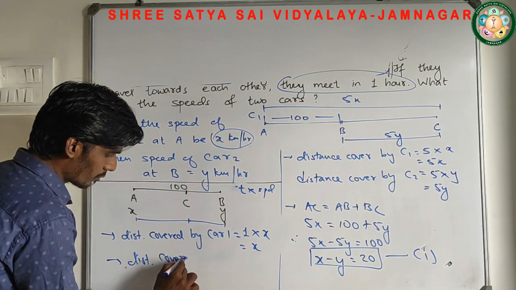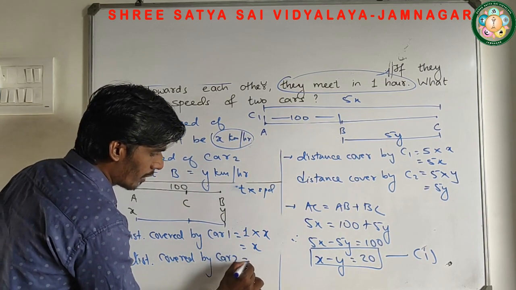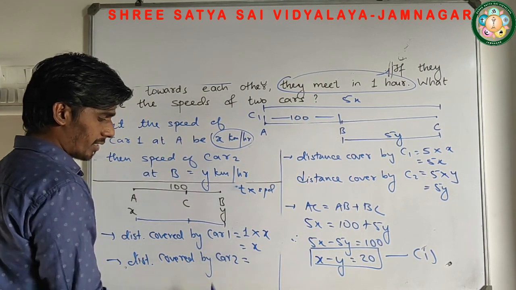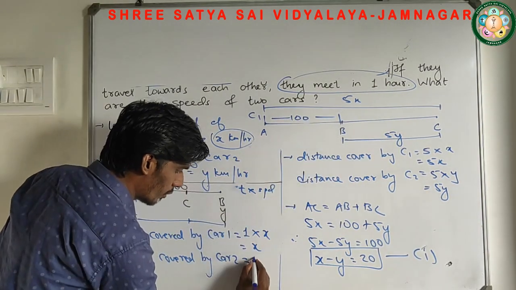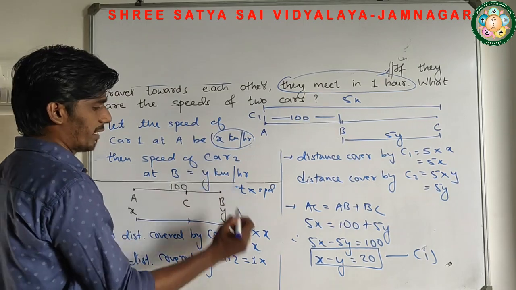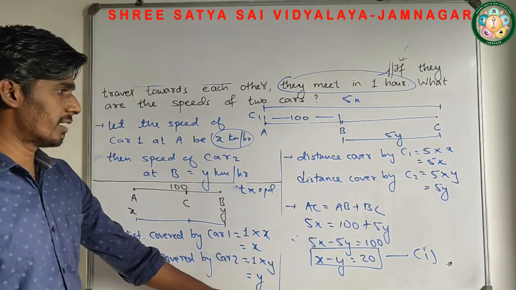Similarly, distance covered by car 2. Now 1 into X is X. Now what about the second one? The time is same. Time is 1. What is the speed of second car? Y. I got the distance like this.